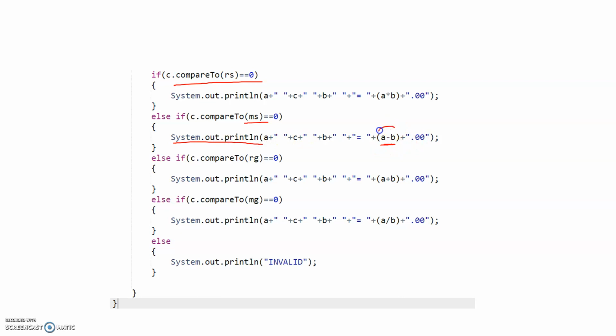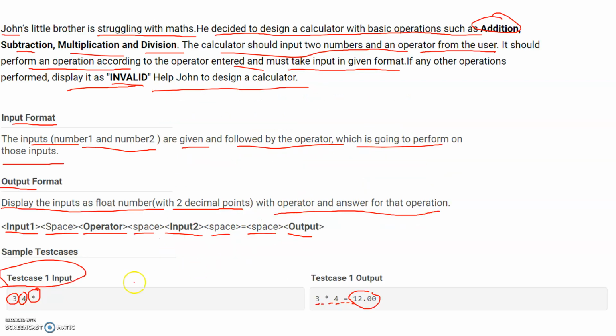A minus b, this is the main part, that is to subtract, and this particular part, a plus space plus c plus space plus b plus space plus equal to space plus a minus b, is just to follow the formatting mentioned in the question: input space operator space input two space equal to space output. This is just to follow that.